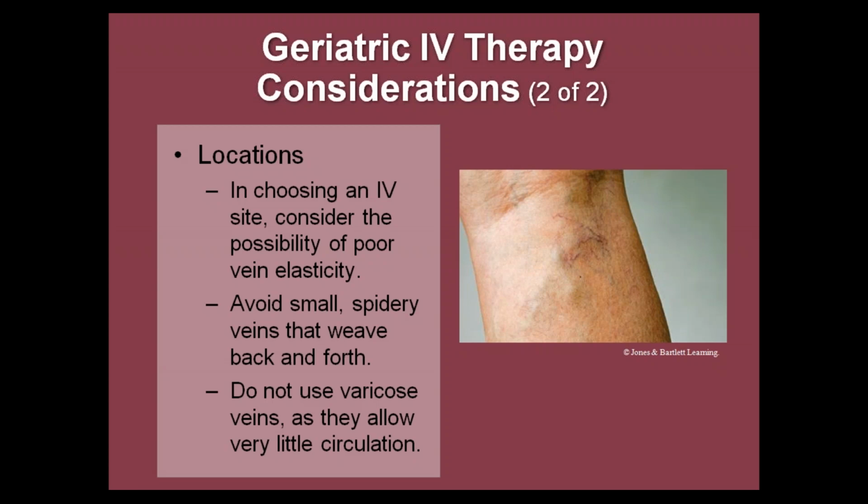The veins may be stiff and hard. They have that sclerosis. They could be spidery, wiry. They could be small, weave back and forth. And you've seen those veins where they just look like a twisty, windy road. So those can be very difficult.